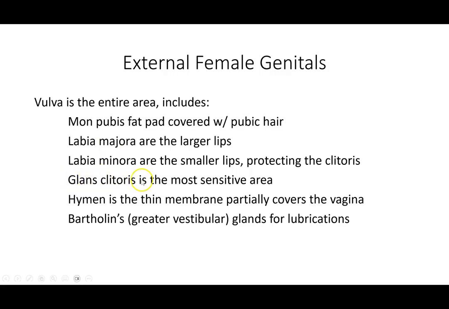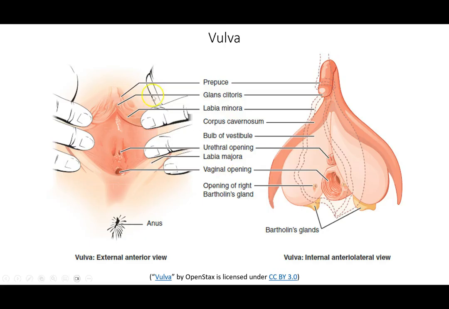There is a glans clitoris. This is the most sensitive area, but most of the actual clitoris itself sits internally, so it's not visible. And then the hymen is a thin membrane that will partially or mostly cover the vaginal canal. We're going to talk more about that in a little bit because there's a lot of misconceptions around that. And then there is Bartholin's gland, or the greater vestibular gland, which does produce some of the secretions and fluid for lubrication. So this is going to be that vulva.